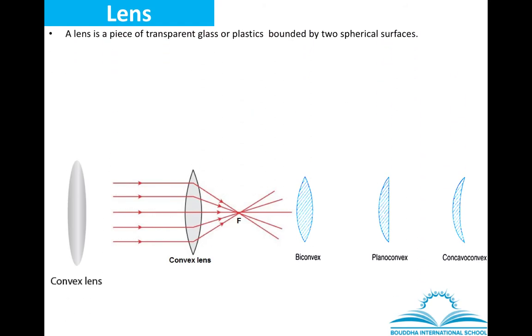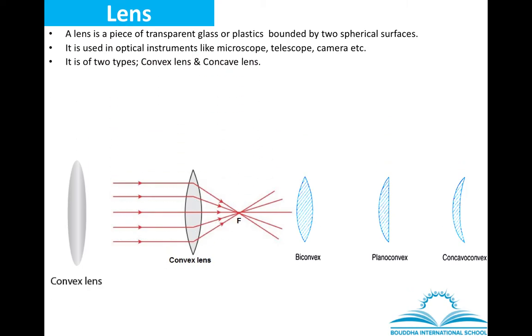So lens, it is a piece of transparent glass or plastic that is bounded by two spherical surfaces. It is used in different optical instruments like microscope, telescope, camera, etc. And there are two types of lens, for example, convex lens and concave lens.